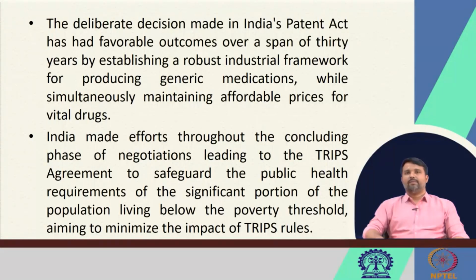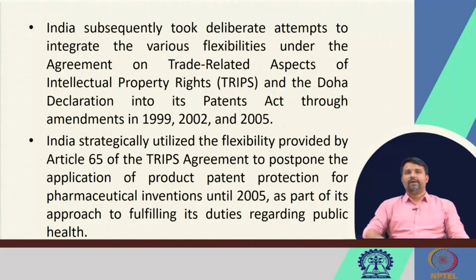The deliberate decision made in India's Patent Act favored the generic industry in India. Because of this, the generic industry thrived in India. But after the acceptance of the TRIPS agreement, India had to change the rules and make product patents also available for the pharmaceutical companies. India subsequently took deliberate attempts to integrate various flexibilities under the agreement and the Doha Declaration into the Patent Act through the amendments made in 1999, 2002 and finally in 2005.